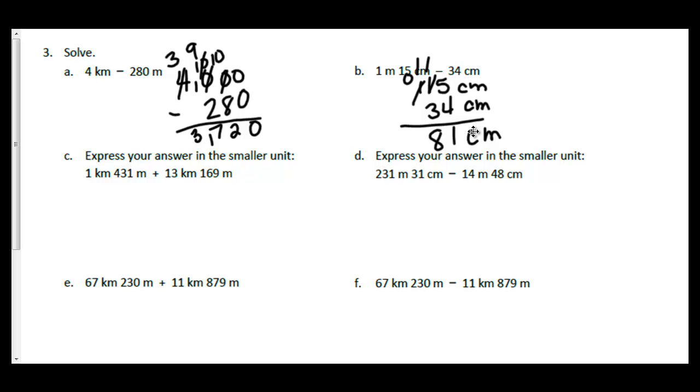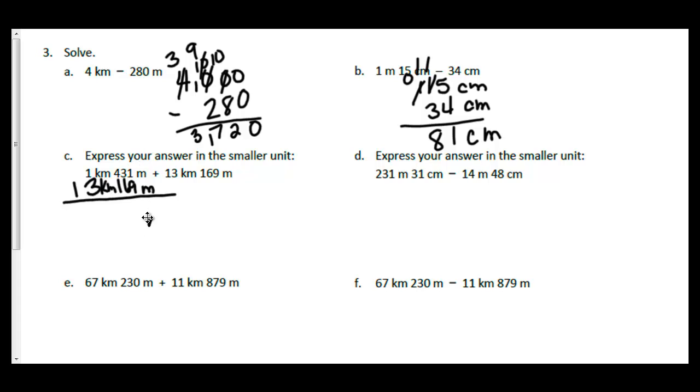So for C, it says express your answer in the smaller unit. So I have kilometers and meters. The smaller unit is meters. So first of all, I'm going to rewrite these. I'm going to put the 13 kilometers right underneath here, and 169 meters. And I'm going to add first, and then I'm going to convert.